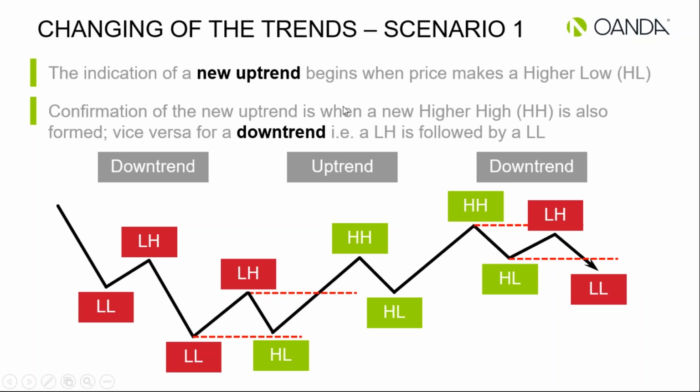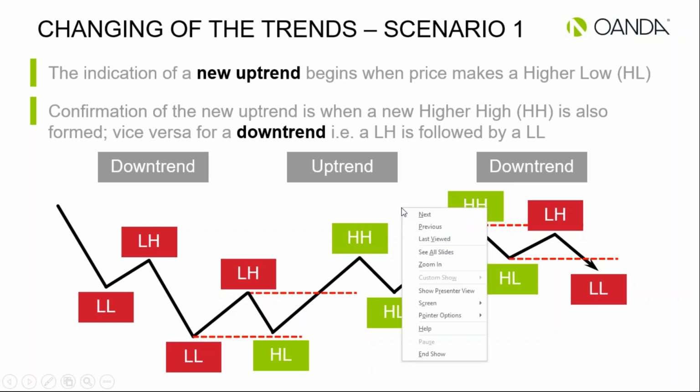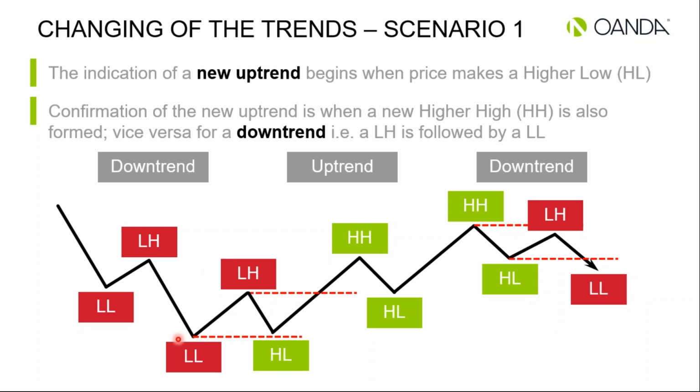We get a bit of a clue, all right? There's an indication that a new uptrend may be beginning when the price makes a higher low. Let me get my pointer out. So what I'm talking about is this bit here. So if price action has been downtrending so far, when you get to a point where it reverses, there is a little bit of a clue that the market might be turning around when you see this higher low.